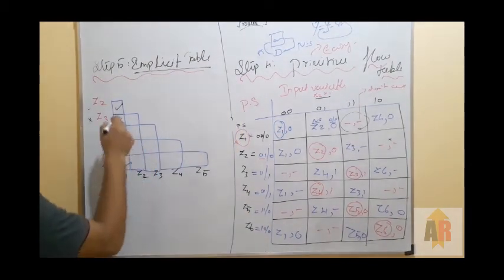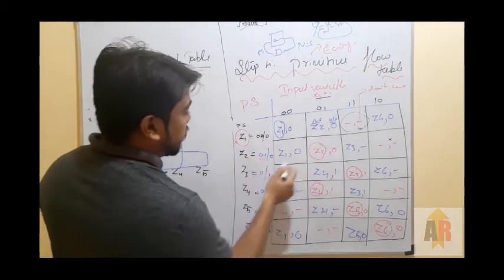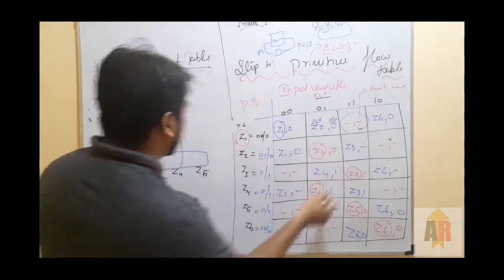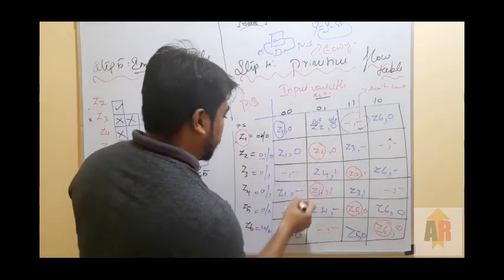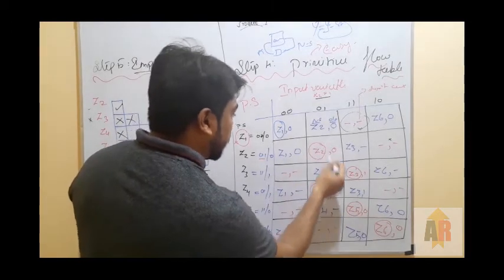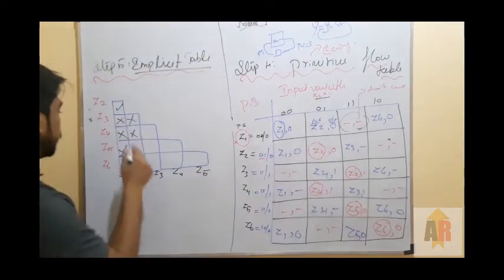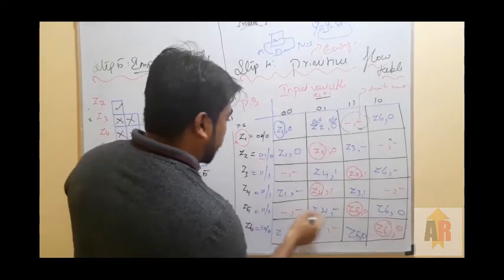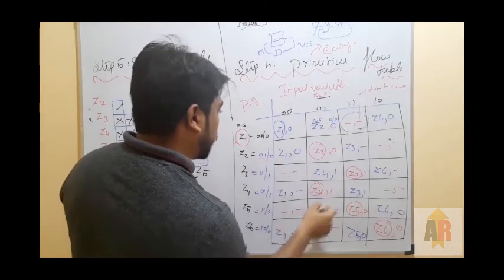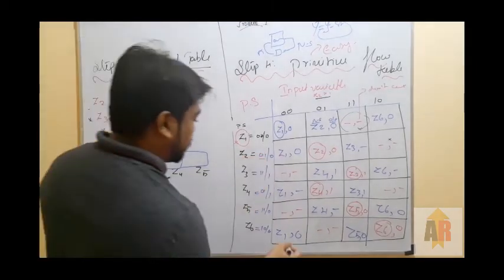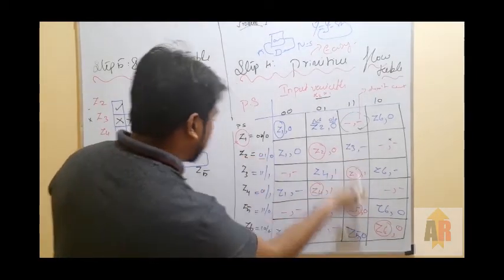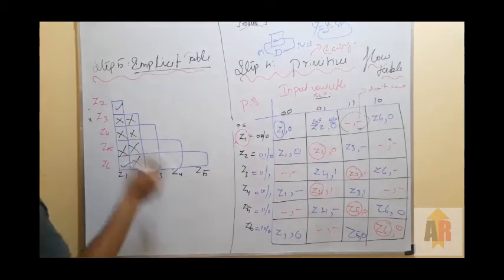Then come to Z2 with Z3. No problem here, but here it is not possible. Then Z2 with Z4. Here no problem, here once again a problem. Z2 with Z5. Here no problem, here once again a problem. Z2 with Z6. No problem here, but here there is a problem. So Z2 is not possible with anything.